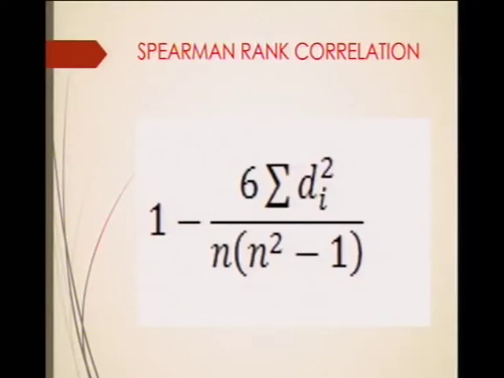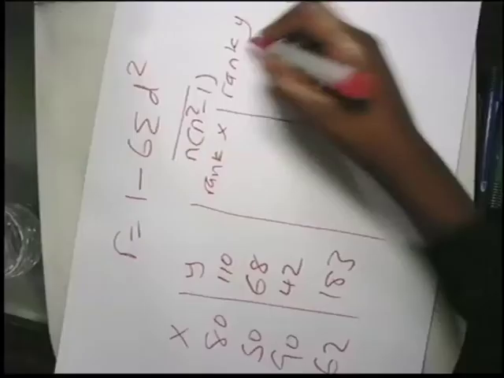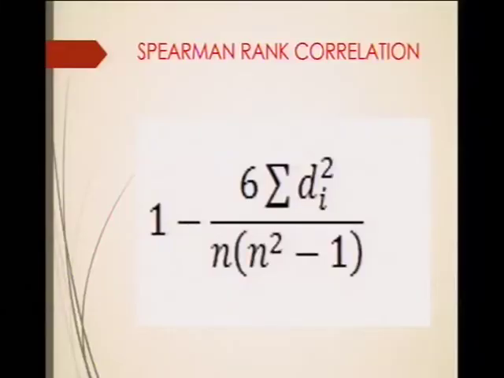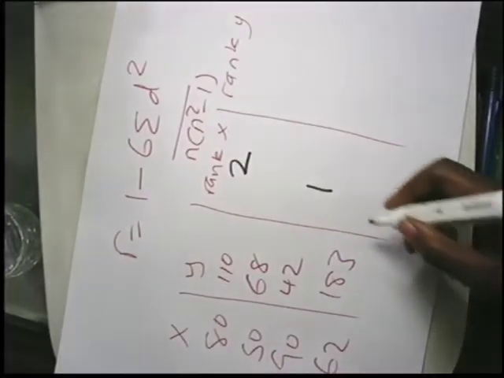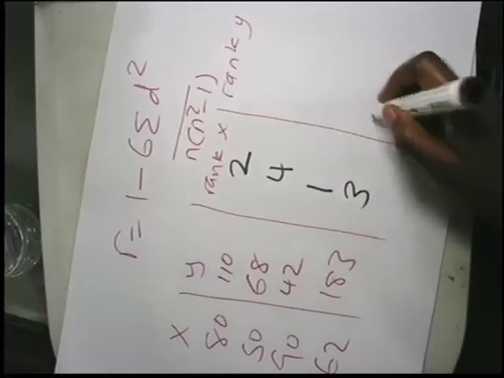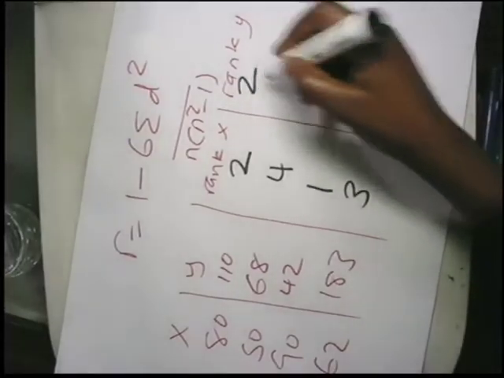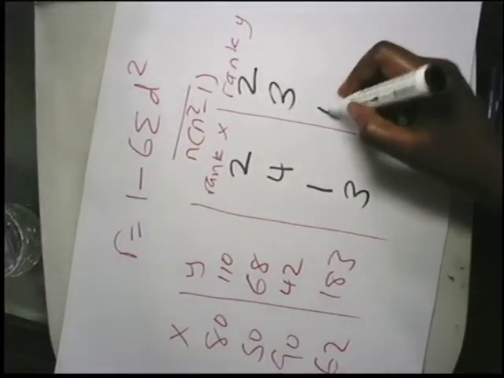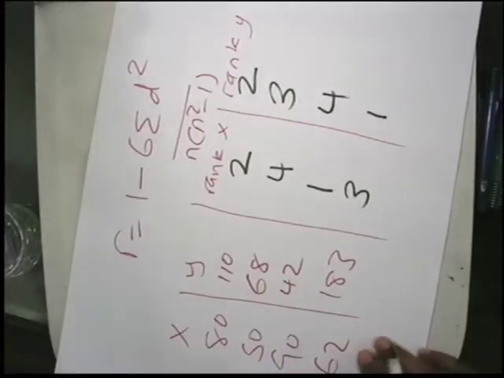What you do is you have to rank the x's. You also have to rank the y's. Ranking means you take the highest as number 1, the second highest as 2, and so on. In x, the highest is 90, that's number 1. The second highest is 80, that's number 2. The third highest is 62, and then the last one is 50. You have ranked, isn't it? Then for the y, you also have to rank. The highest is 183, followed by 110, followed by 68. The last one is 42.